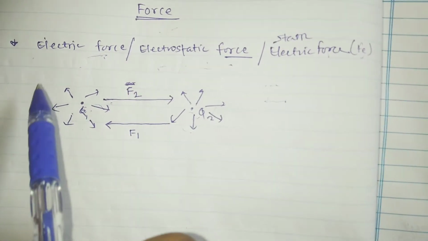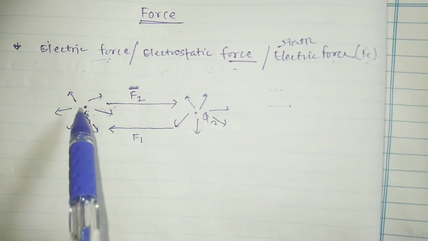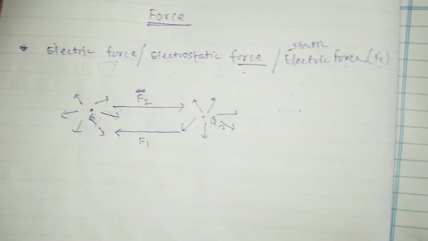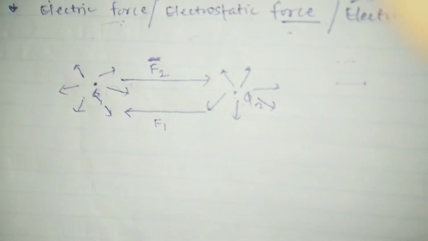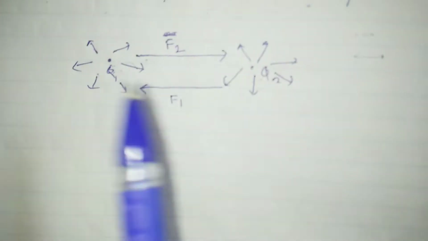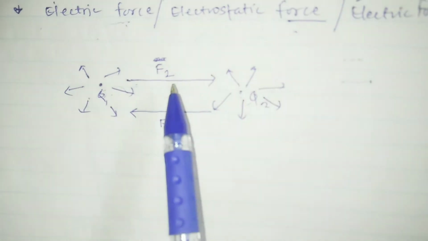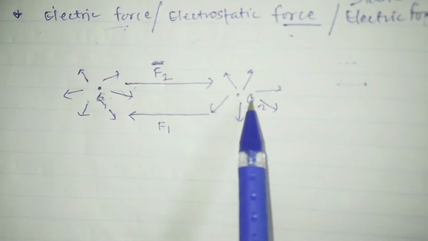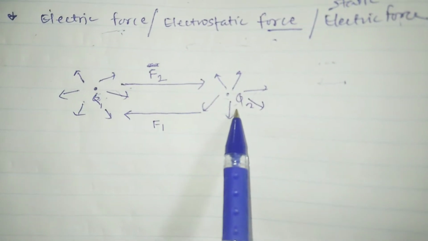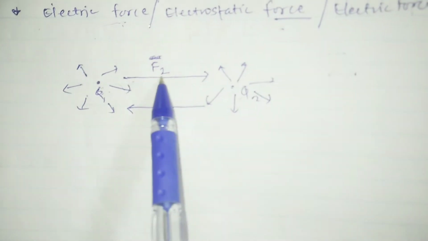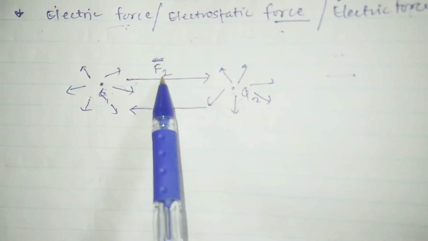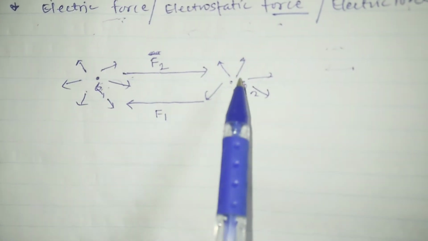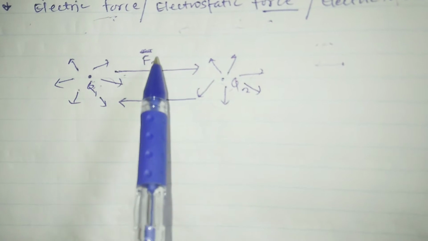This type of force exerts between two charges, and the force experienced by q2 due to q1 is denoted by f2. q2 पे फोर्स एक्ट हो रहा है तो वो कैसे डिनोट करते हैं, f2.